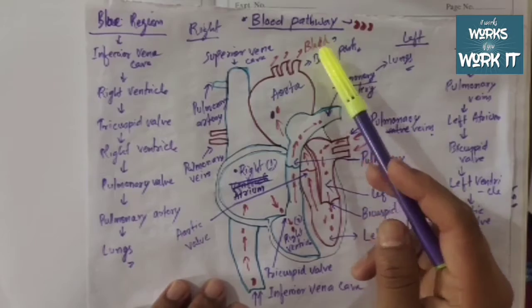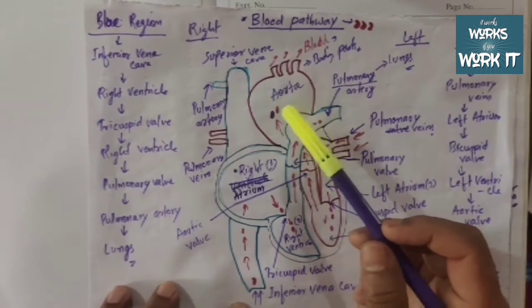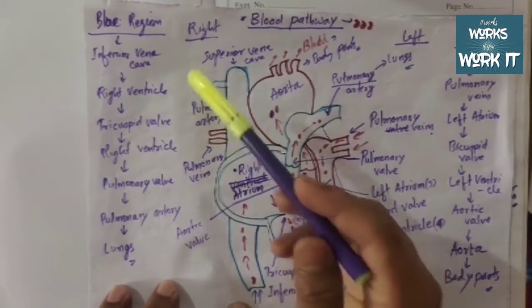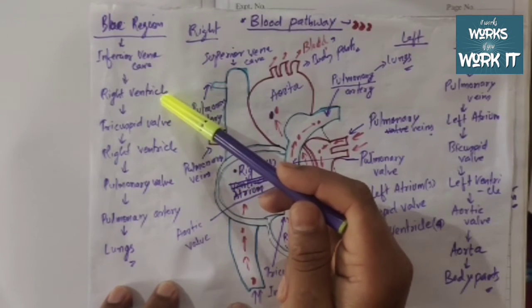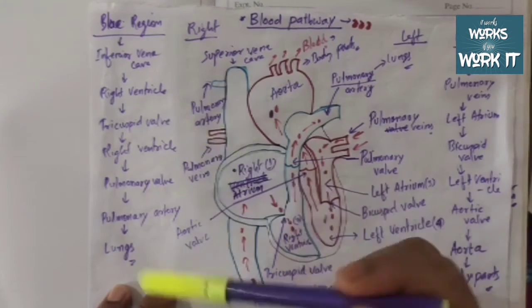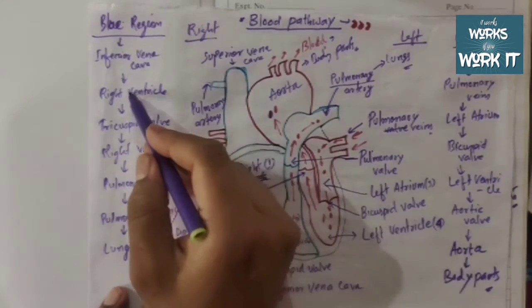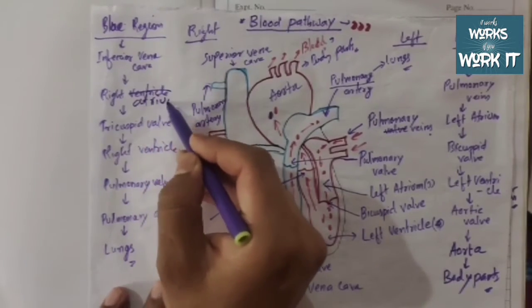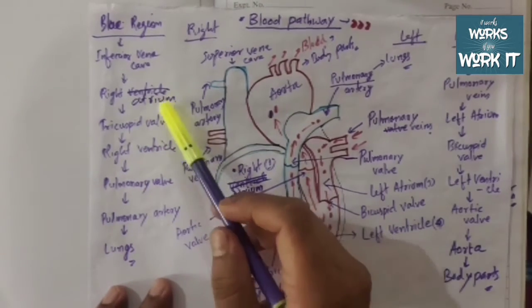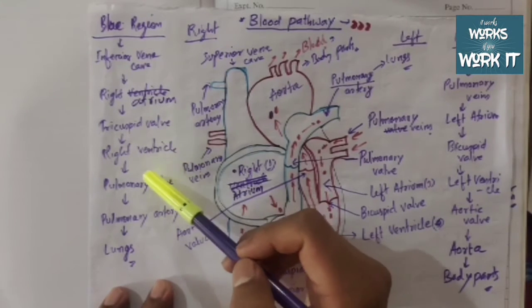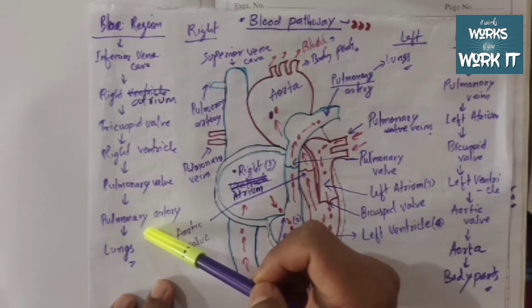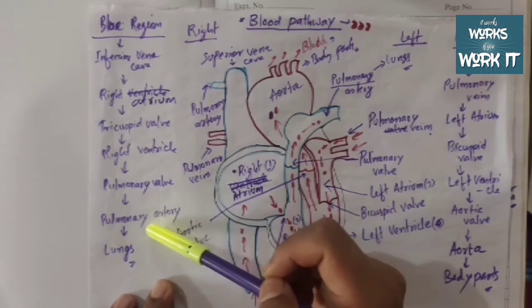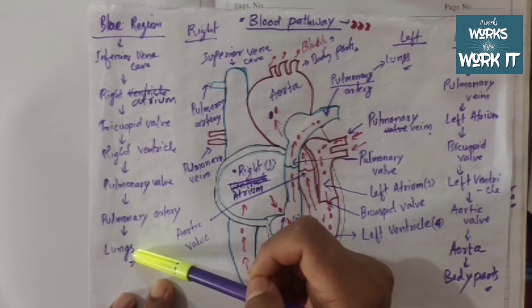Okay, so if we once again revise, what is going on here, this is the blue region part from the inferior vena cava to the right ventricle, then again, sorry, not right ventricle, it is the atrium. From the right atrium through the tricuspid valve, it reaches the right ventricle. Then through the pulmonary valve, it reaches the pulmonary artery. And through there, it reaches the lungs, and then the deoxygenated blood changes to oxygenated blood.